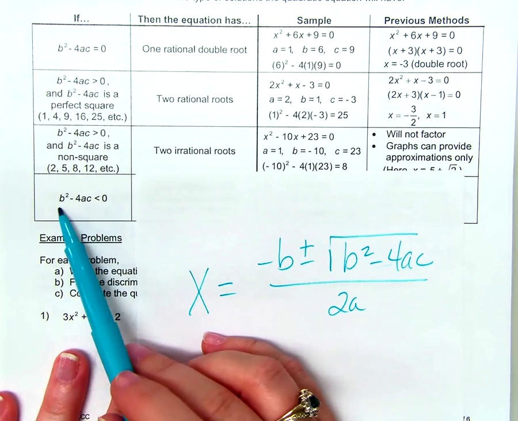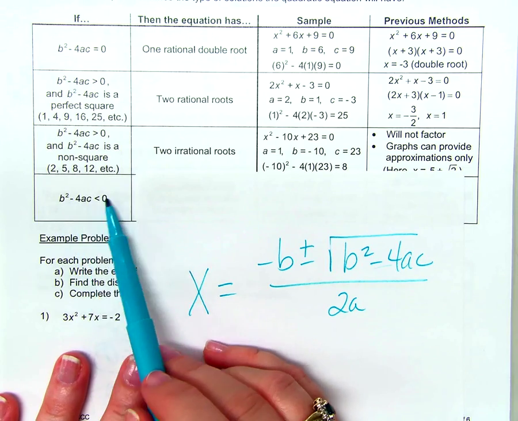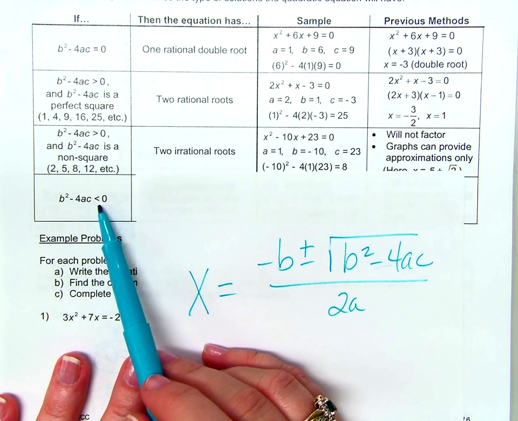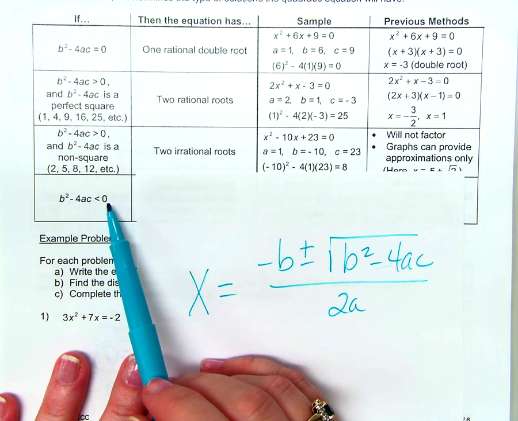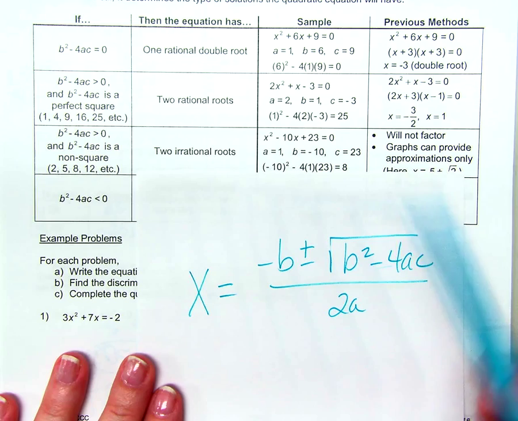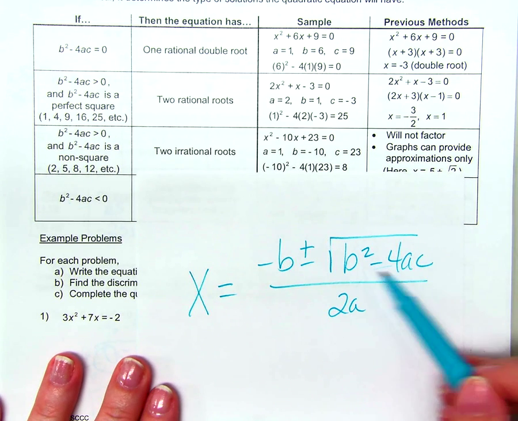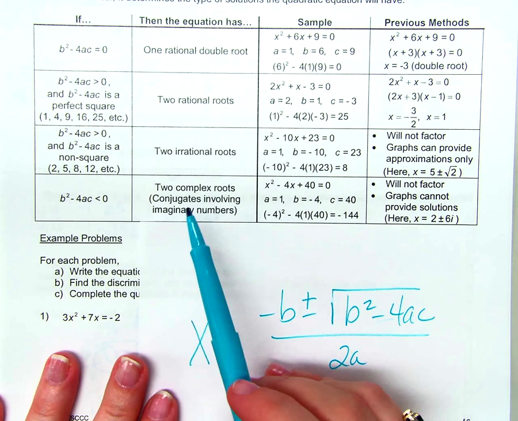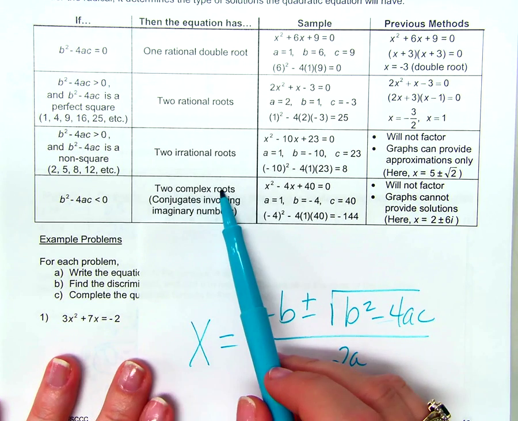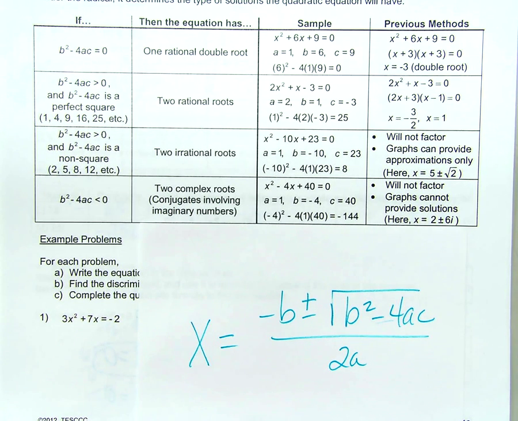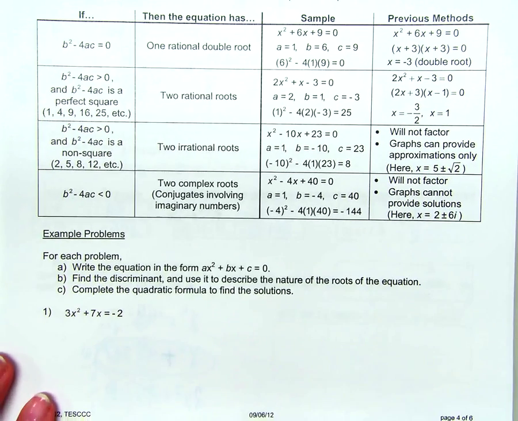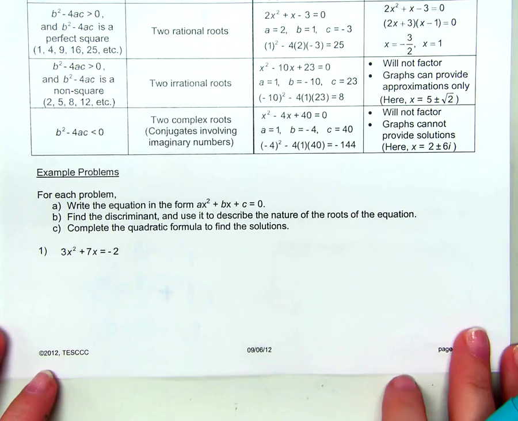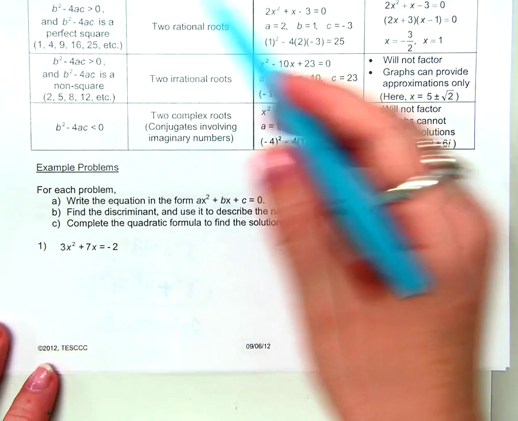And then the last possibility is if my discriminant is less than 0. Another way to describe that is negative. What's going to happen if I take the square root of a negative number? Yeah, imaginary number. I'm going to get 2 complex roots. It'll have a real part and an imaginary part. So let me do some problems for you like this, and I think you'll see how this is used.